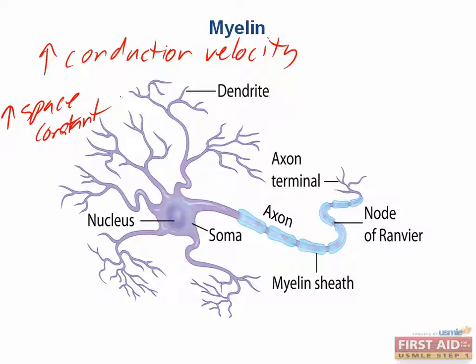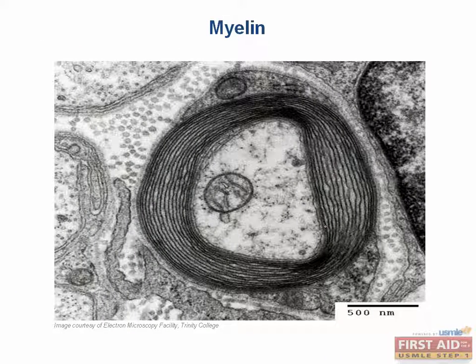This drawing shows the nodes of Ranvier. These are spaces that separate the different portions of the myelin sheath. This electron micrograph shows the myelin sheath circling around the axon. So this is your axon here, and multiple layers of the myelin sheath.